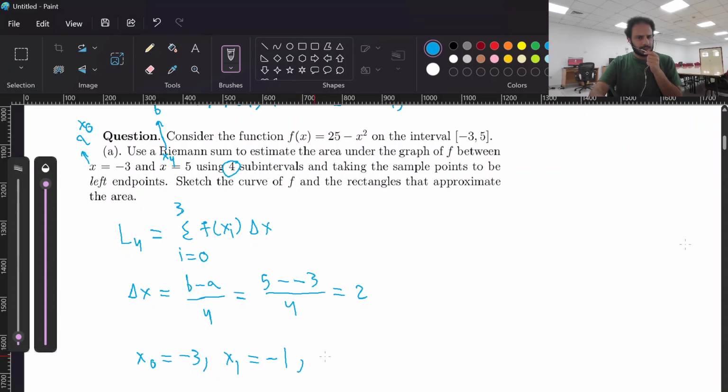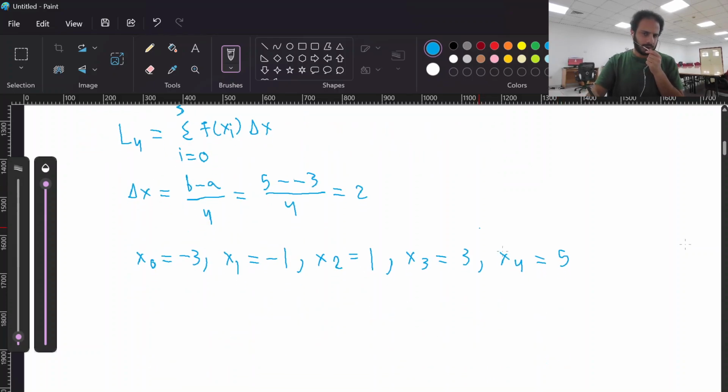Then x2, you add another delta x, which is 2. You get 1. Then x3 equals 3. x4 equals 5. No need for x4 for the left sum, but I am writing it because we need it also for the other part, for right endpoints, okay? So write them from the start, it's good.